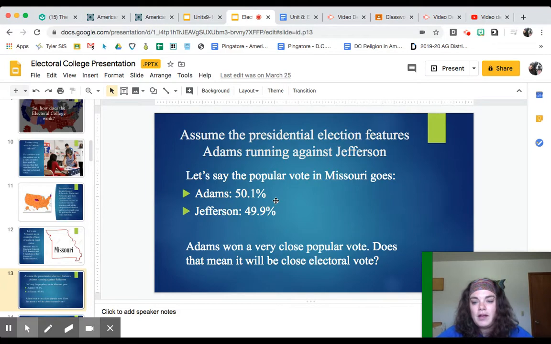So we're going to talk about a fictional example using Missouri. Let's say that John Adams is running against Thomas Jefferson, and the popular vote in Missouri works out like this. Adams wins by a super narrow margin. Adams gets 50.1% of the votes, which means that Jefferson got 49.9% of the votes. This was a very close race.